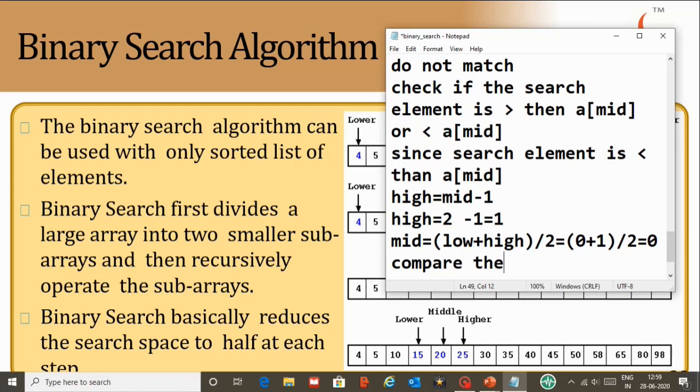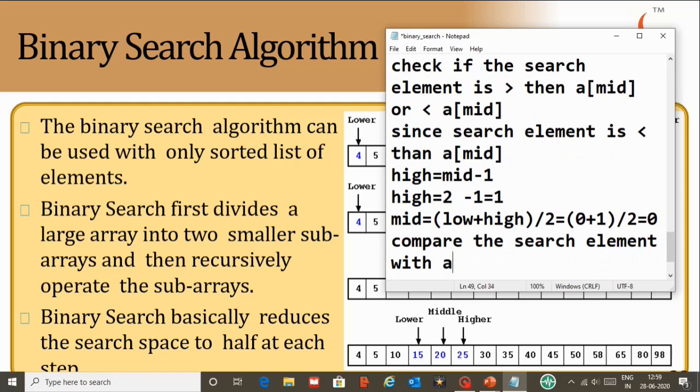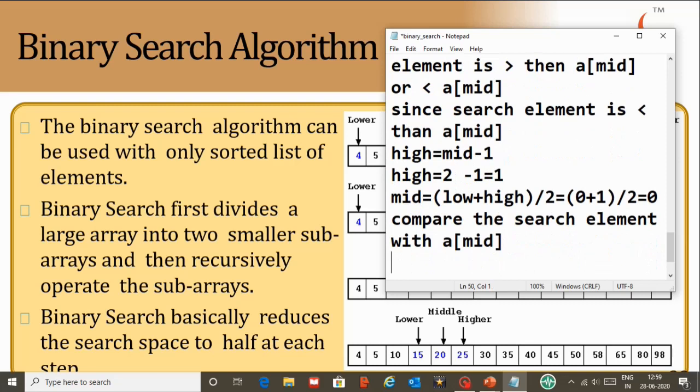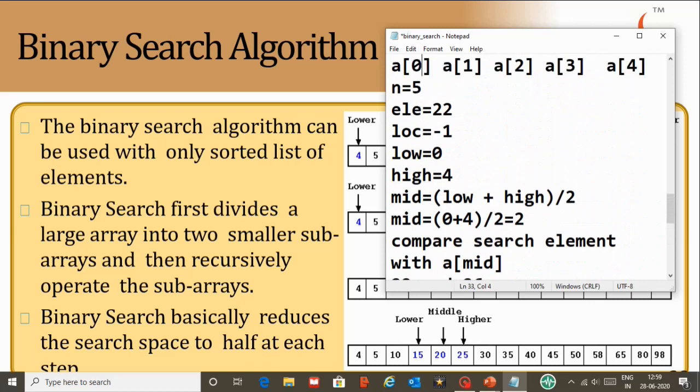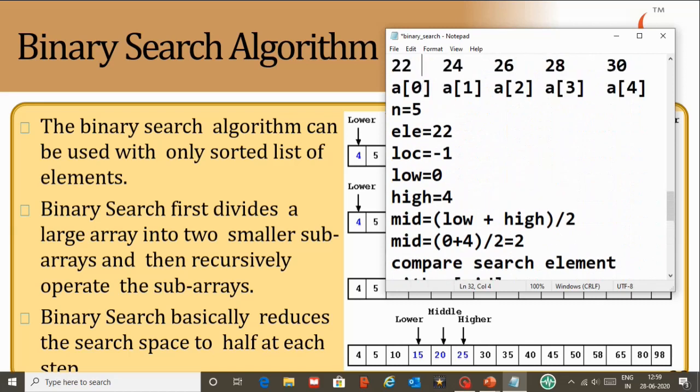Now what do I have to do? Compare the search element with A of mid, correct? So what is the search element? The search element is nothing but 22 because I have entered it. And A of mid, what is mid here? 0. So A of 0, correct? I have to compare it with A of 0. So in the list, what is A of 0 here? A of 0 is 22. You can see here in the array.